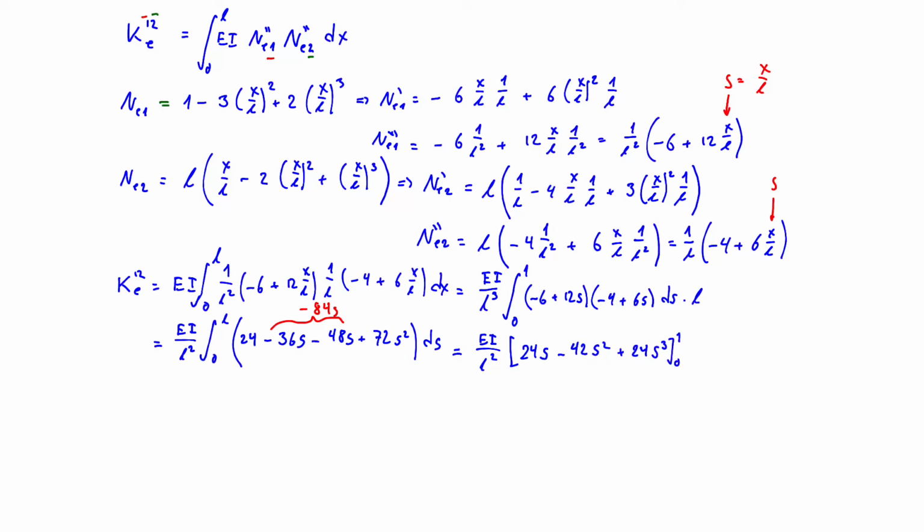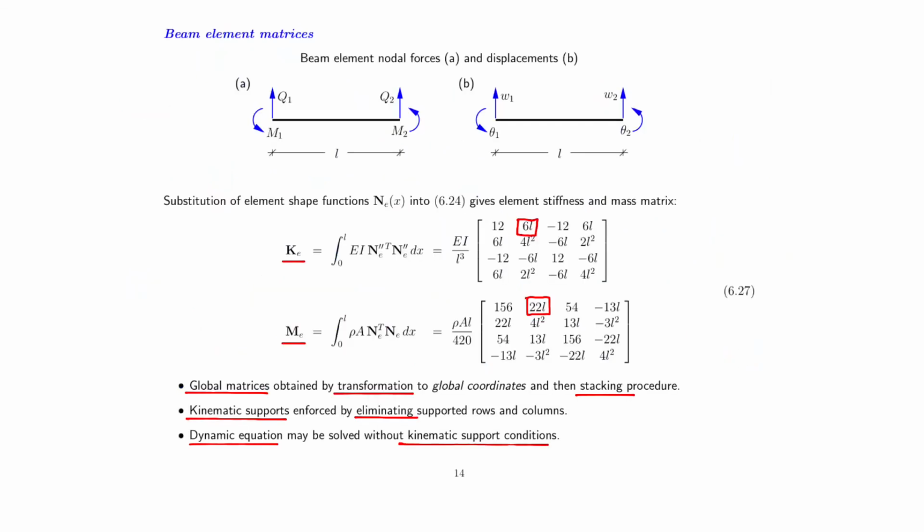The lower boundary does not provide anything, and for the upper boundary we substitute in s equal to 1, so the two 24s will add up to 48 minus 42. That will give us 6 EI divided by L squared. 6 L times EI divided by L to the power of 3 gives us exactly the result that we have just found. So that means by this procedure we can actually determine all the entries of the stiffness matrix.